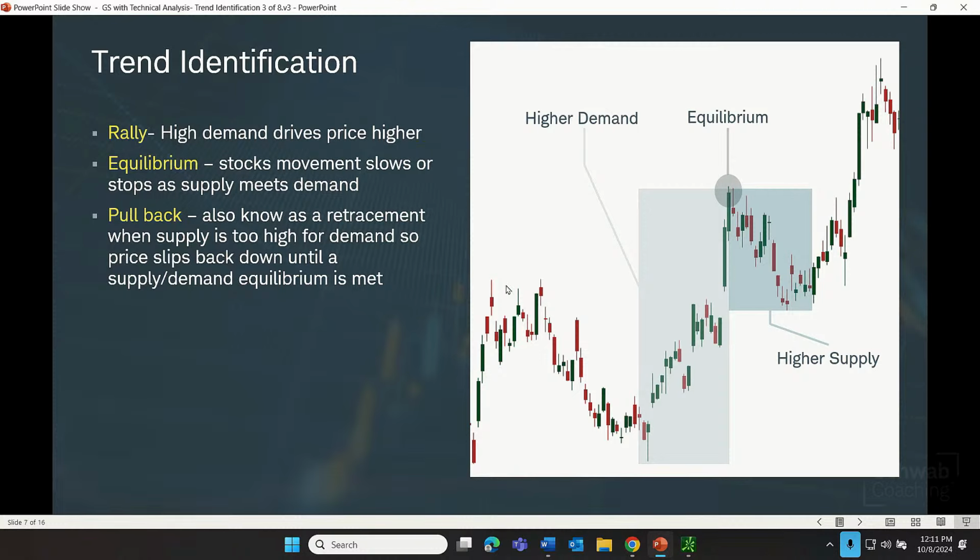So this rally, equilibrium, pullback cycle, it's not just an individual cycle that might be interesting to a technical trader in establishing where they see the trend heading, but instead what they might do is compare the highs within those cycles, one with the next, and the lows within those cycles, one with the next, to determine where their trend is. So this is a discipline that's used by manual traders of bullish trends, bearish trends, or neutral trends.